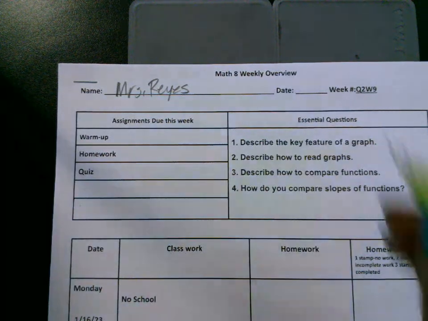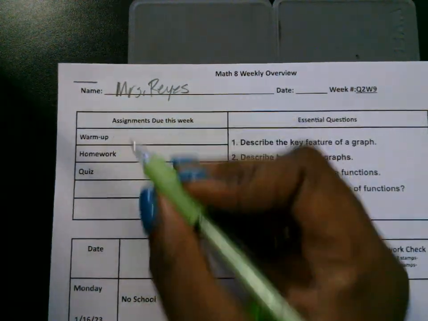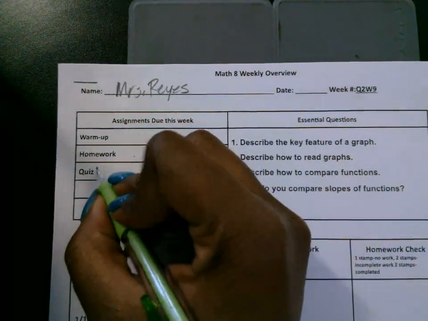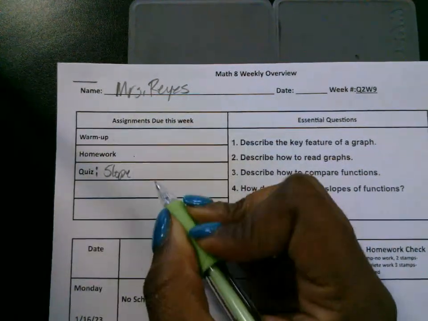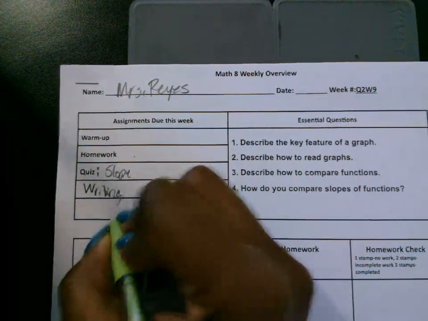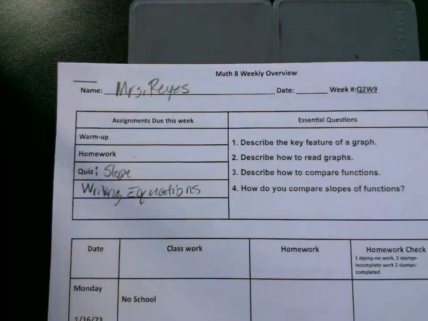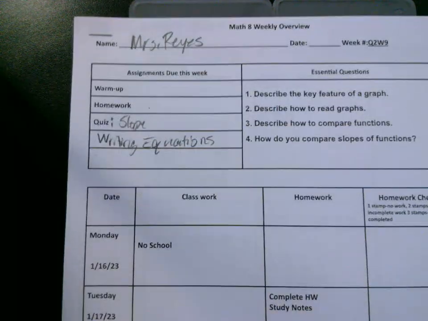This week, even though it's the ninth week, we normally don't have homework in the ninth week, but we actually have 10 weeks in this quarter. So we don't have homework next week, not this week, okay? So we have our warm up, we have our homework, our quiz at the end of the week. We're going to retake the slope quiz, and the regular quiz that we're going to do is writing equations. If we don't get a chance to get to that, then we'll do it on Monday. No school Monday here, no homework there.